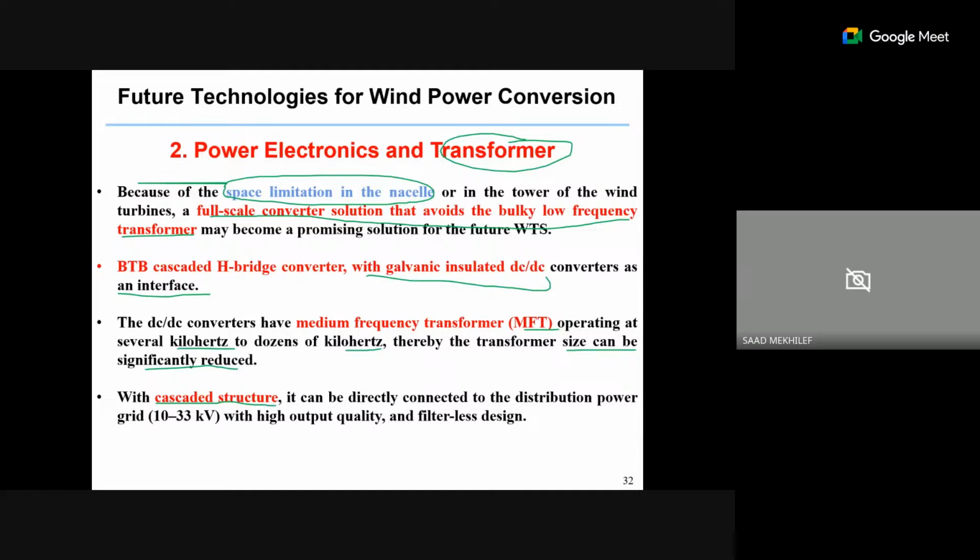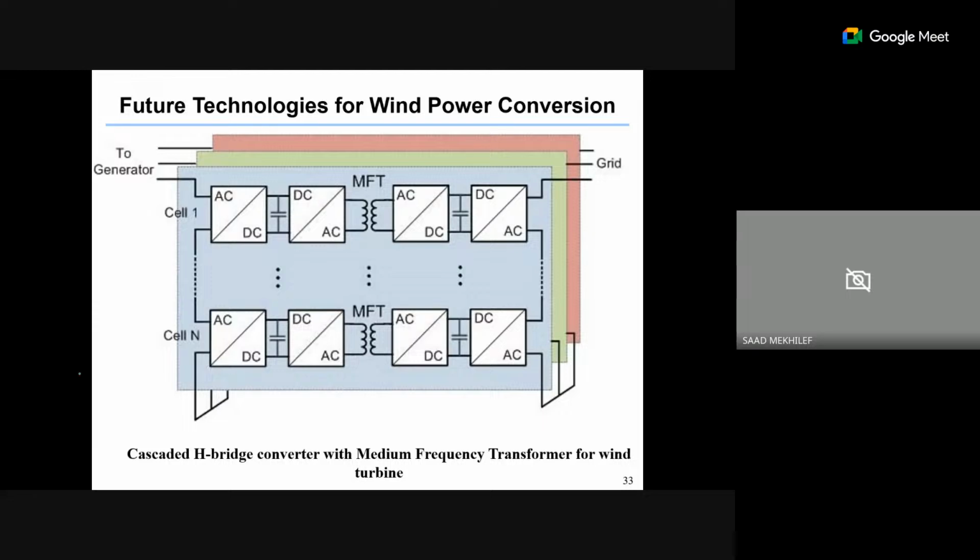So this is the good thing about these new topologies, which is the cascaded. If you cascade them, we can increase the voltage level, and then you can connect directly to the 33 kV grid line.